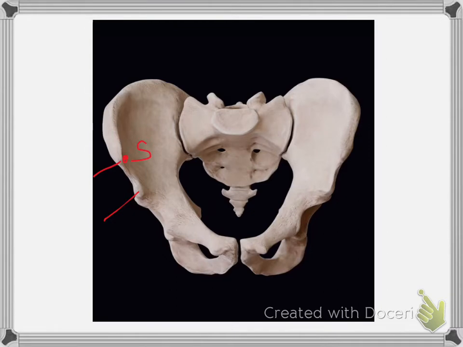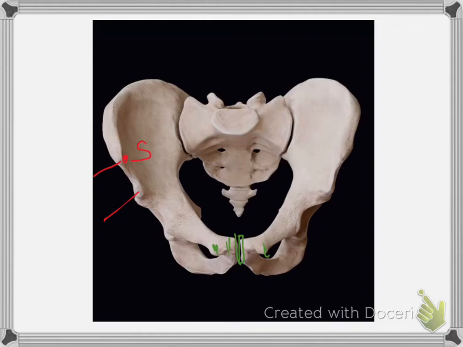The attachment of the inguinal ligament, we'll see, is here. This projection is called the pubic tubercle, the center one is called the pubic symphysis, and in between these two you have the pubic crest. Okay. So, what we want is the important things.